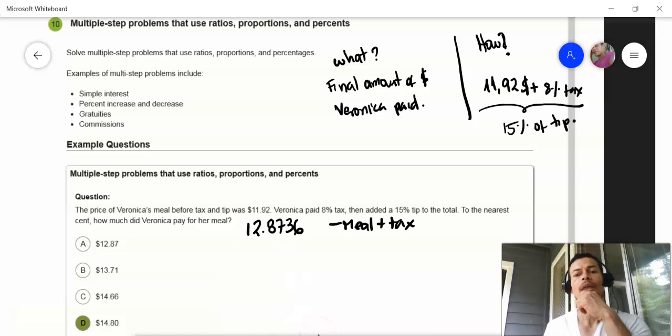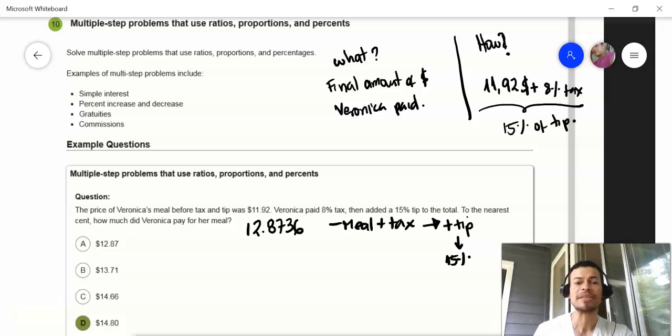Now we need to add 15% tip to the total. Okay, 15% tip. So this is now the meal plus the tax. We need to add the tip. Okay, the tip is 15%. So to the 100%, to my new 100% price, which is 12.87, I need to add 15%. This is my new 100% because this is the meal plus the tax. So I'm going to have 115%.